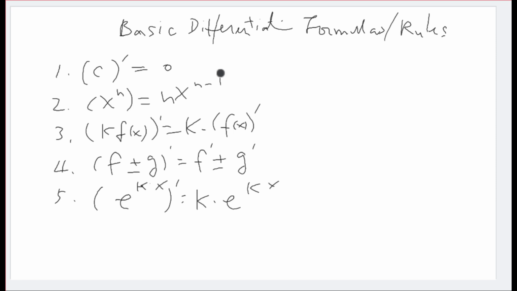let's see. The first result says the derivative of a number, a constant. We have a constant function, right? So the derivative of a constant function is 0. C represents some number, any number. Right?